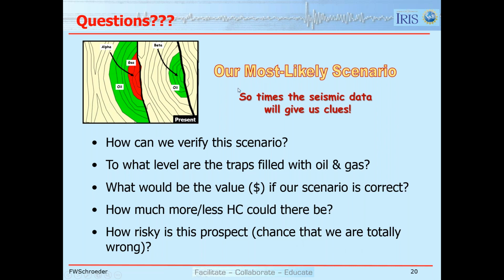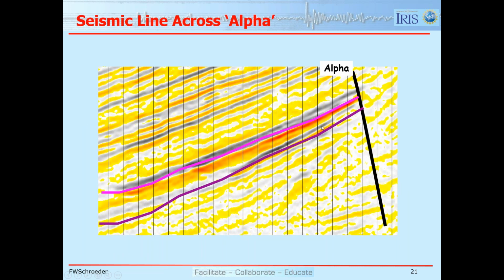And sometimes, if we're fortunate, the seismic can give us some clues. So let's look at a seismic line across alpha. Here's the fault. The magenta is the top of the reservoir. The purple is the base of the reservoir. And if you notice, we have really red, and then moderate red, and then yellow. And where the moderate red turns into yellow, it almost looks like we have a horizontal termination of that red-yellow. That is evidence that we might have a fluid contact at that position.